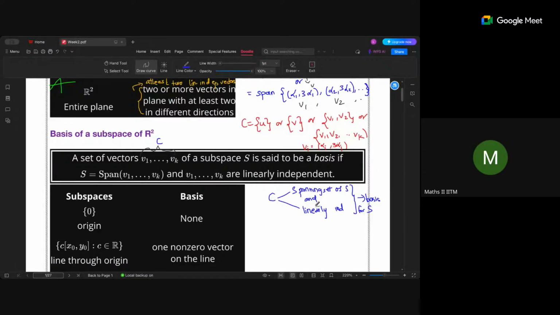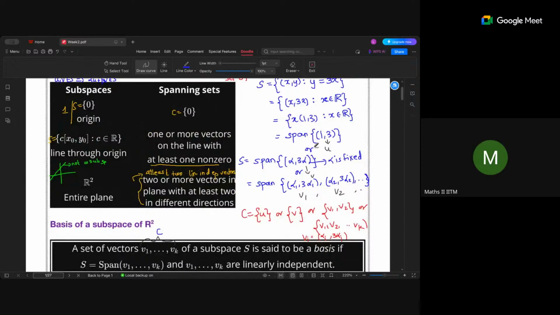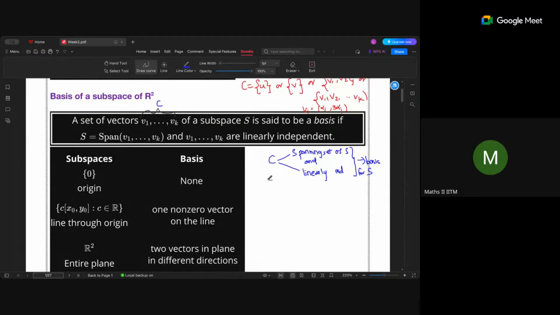Both these conditions are needed. So for example, let us go back to the same example here. Your S is equal to the set of all (x, 3x), x in R. So this is your y equals 3x line. For this, if I take C equal to (1, 3), is (1, 3) linearly independent? Any non-zero vector, is it linearly independent? Yes or no?